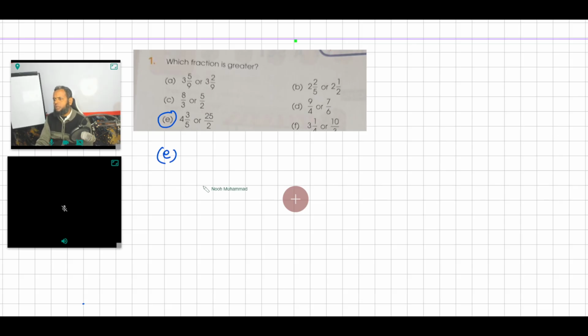Okay, good. 4 and 3 over 5 is a mixed number, so you should convert it to an improper fraction, okay? Write in a proper way. Now write. Also write the other one here, 25 over 2. Can you write the other fraction, no Muhammad?